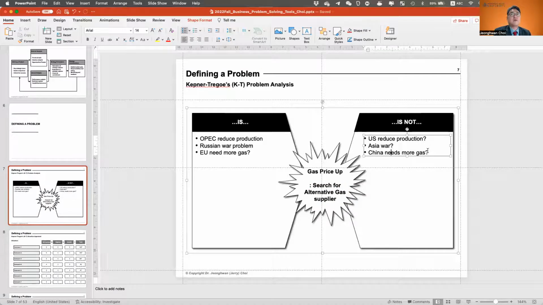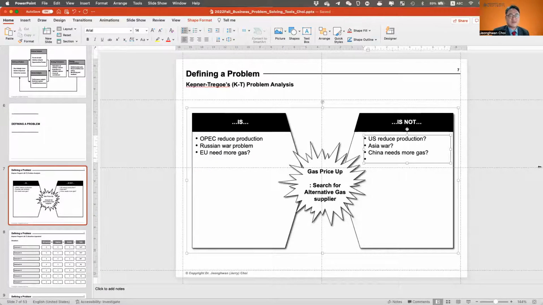But however, the problem occurs here, and this is most powerful: what is not true. You must define what is not true to get rid of this issue. US to reduce the production? No, US is increasing the volume, especially in the northwest area, Nevada or Wyoming. They are now cracking something because gas price is up. So that's not a problem.